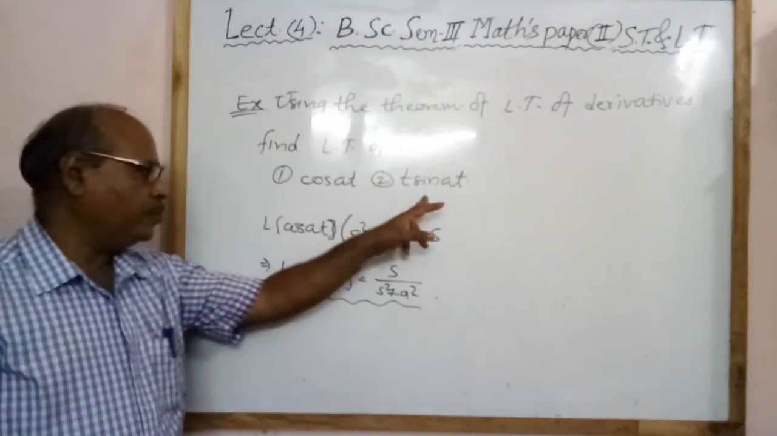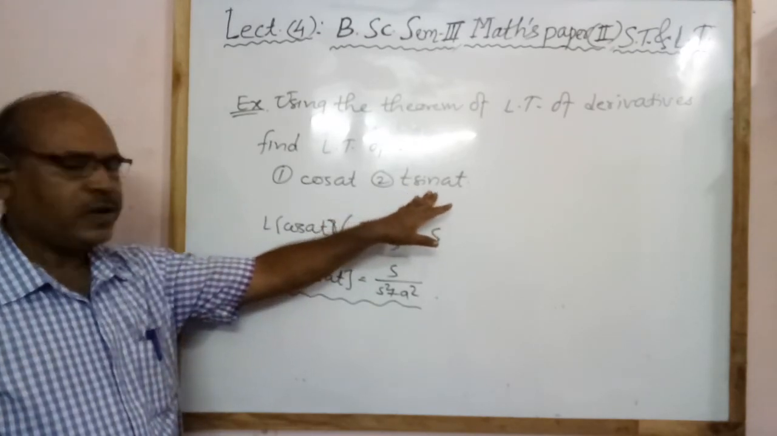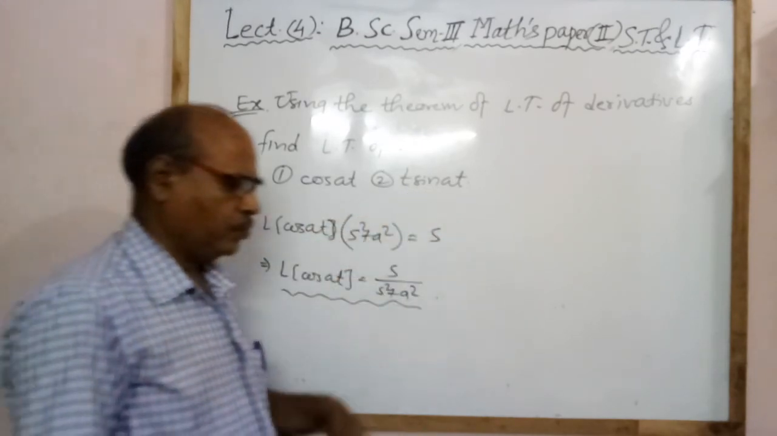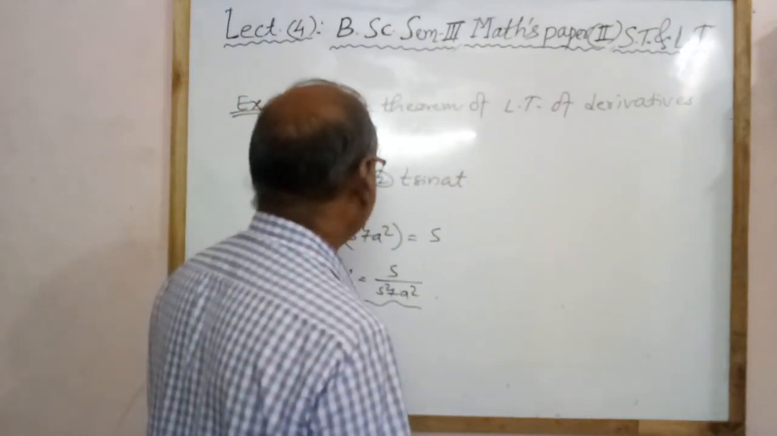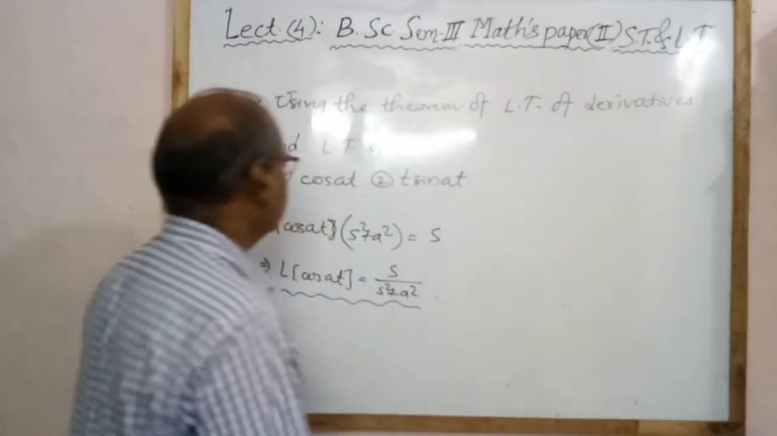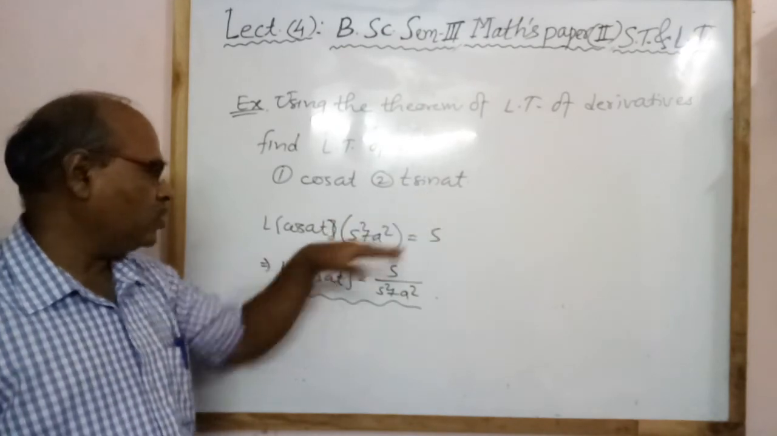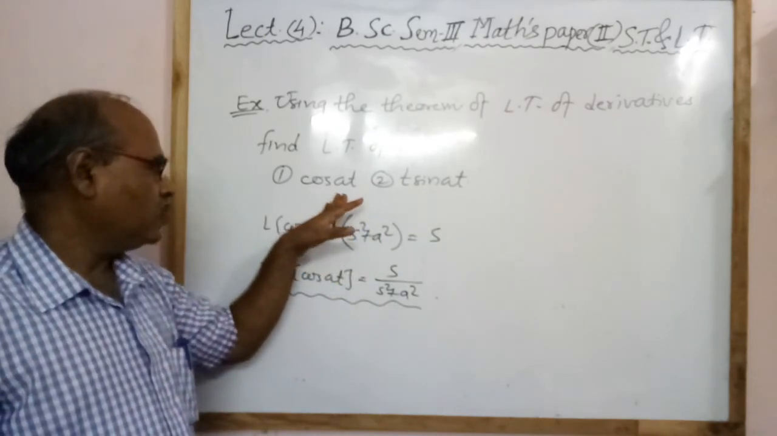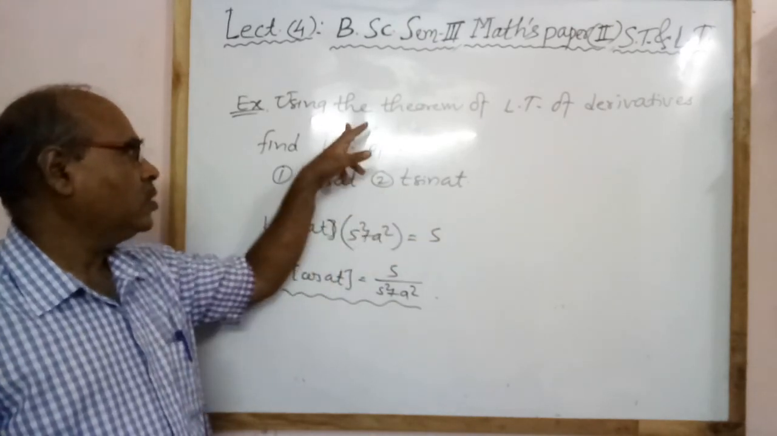You try to solve the second example. Take f of t equal to t sin at. Now try to solve the second example, f of t equal to t sin at, by using the same formula, Laplace of f double dash of t. For this lecture, we'll stop here.